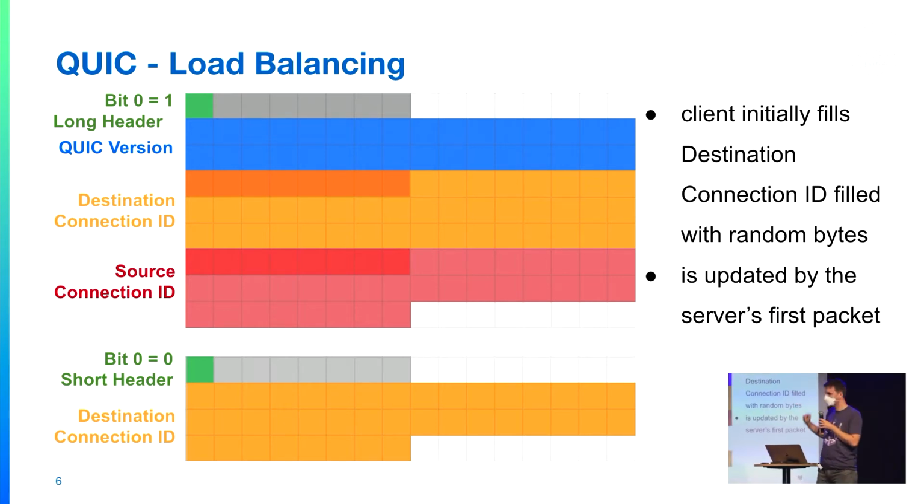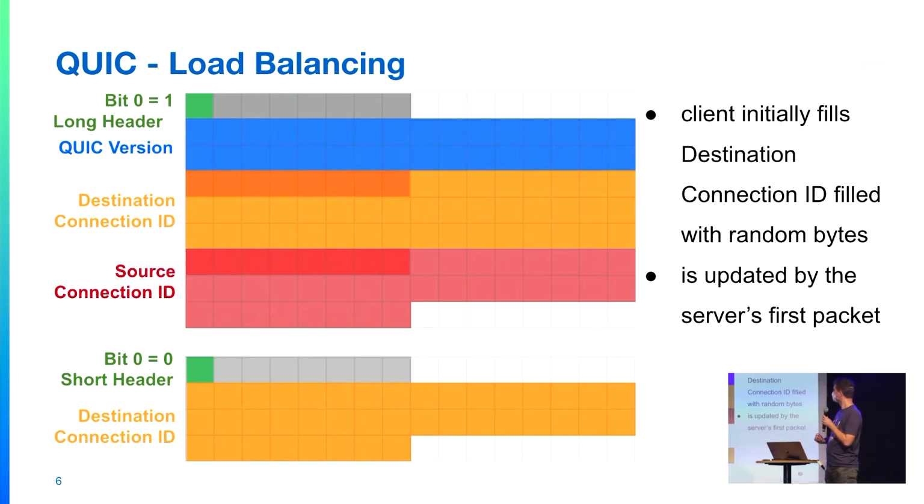Long header packet starts with a 1 in the first bit. Then we have a QUIC version, and for some reason people thought that we need 32 bits of QUIC versions. So we have like 4 billion different QUIC versions that we could potentially use someday. So far we have used one of them.